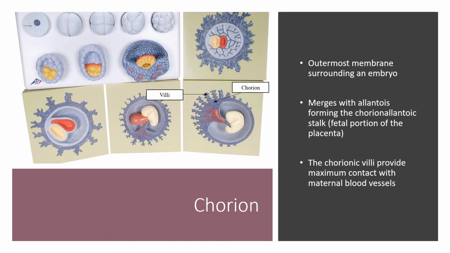And of course, the chorion is the outermost membrane surrounding the embryo. Once again, it merges with the allantois, forming the chorion allantoic stalk. This is the fetal portion of the placenta. And those chorionic villi that span out from the chorion allantoic stalk are very important because they provide maximal contact with maternal blood vessels. And once again, right, the mother has to oxygenate the blood for the fetus.